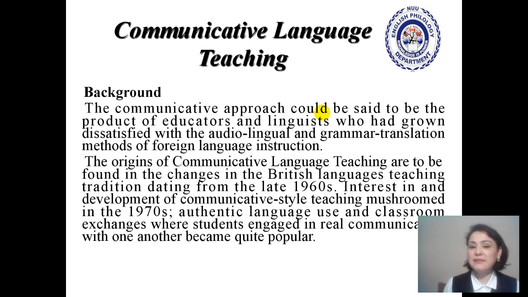The next method is the communicative language teaching method. Nowadays, most of our teachers use this method. Shortly, we call it CLT. The background of this method is that it started to be used in the late 70s. This method came after the audiolingual and grammar translation methods.